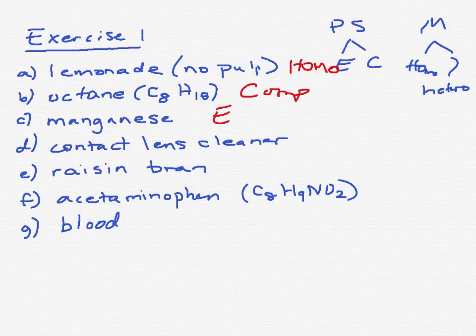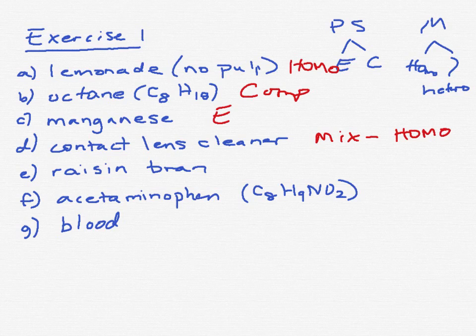Contact lens cleaner. Contact lens cleaner is a water-based solution containing some substances that are dissolved in it. And because it is water-based, and because it has substances dissolved throughout, it's definitely a mixture. Specifically, you don't pour it into your hand and pick out bits. It's the same throughout. So it's homogeneous.